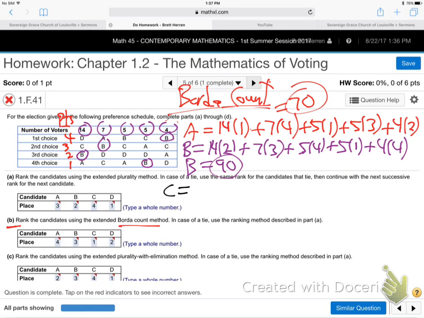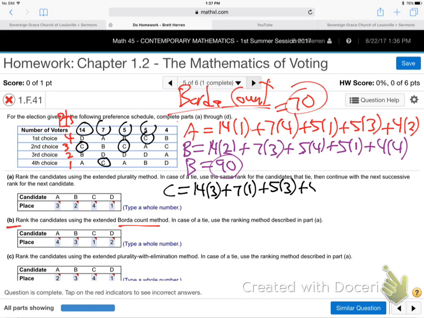Okay, so for C, 14 people gave C 3 points, and 7 people gave C 1 point, and 5 people gave C 3 points, and 5 people gave C 4 points, and 4 people gave C 3 points. So we got that total? 96. So C's winning so far.